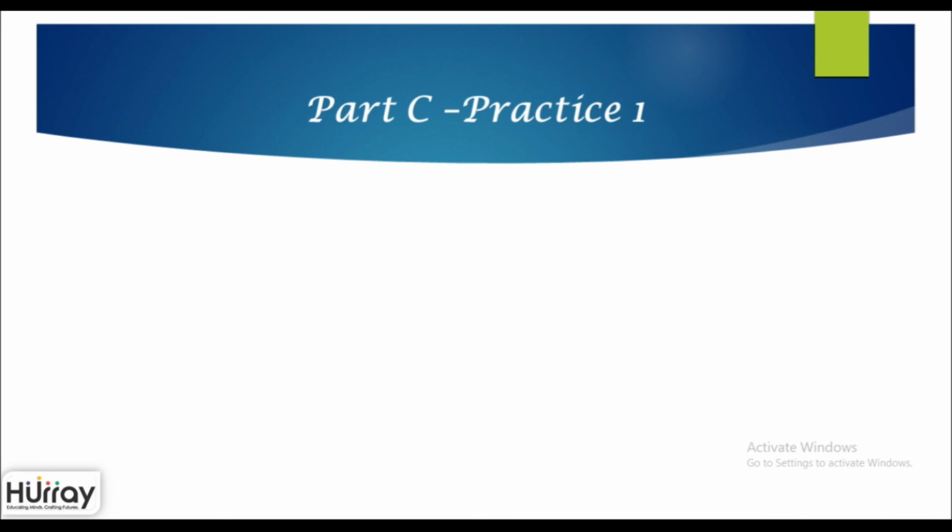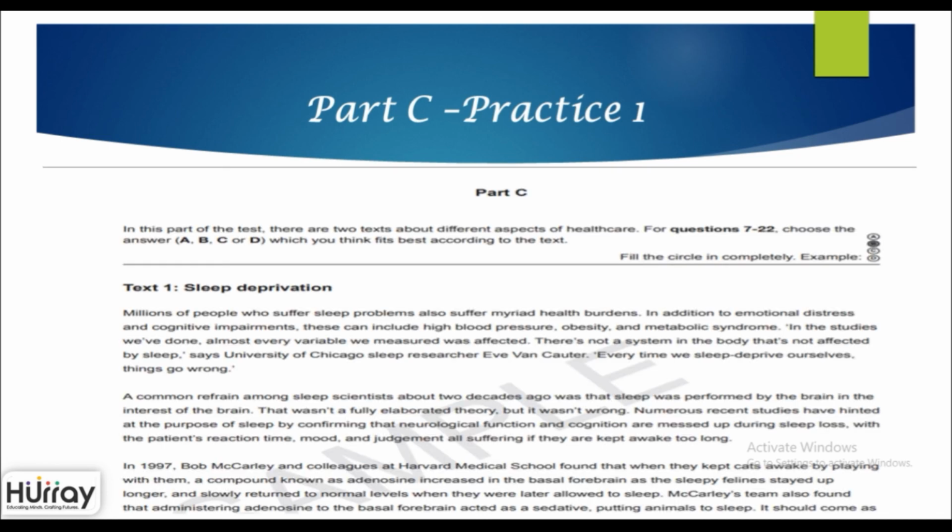Part C, Practice 1. So this is what Part C looks like. Your instruction is given here. It basically says in this part of the test, there are 2 texts about different aspects of healthcare. For questions 7 to 22, choose the answer A, B, C or D, which you think fits best according to the context. Your main topic is given here. Following that, there are several paragraphs. So read, skim and scan, understand, follow the strategies discussed in the previous slide.